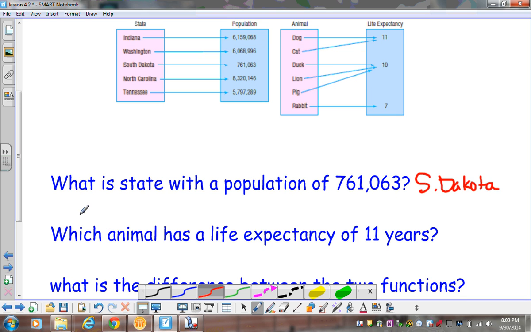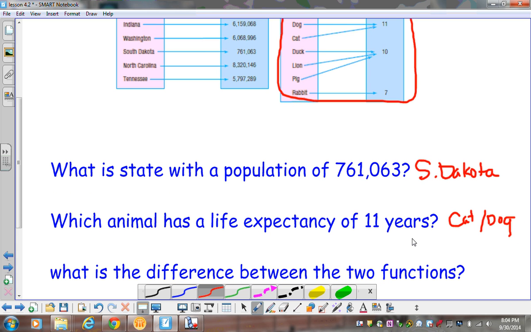All right, the second one. Now we're going to look at my second particular graph. It says, which animal has a life expectancy of 11 years? Now, if you notice, I've got two different answers here. A dog has a life expectancy of 11 years, and so does a cat, which means this 11 repeats itself. So if I were to write this out as ordered pairs, this would be dog, comma, 11, and cat, comma, 11. So my 11 actually repeats. So this particular example would not represent a one-to-one function because my y values repeat. So here I would have to say cat slash dog. Again, I apologize for the handwriting.